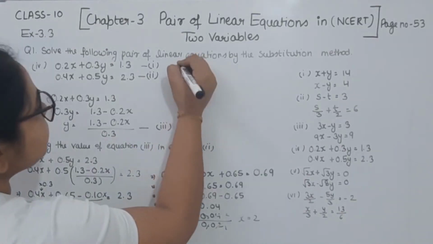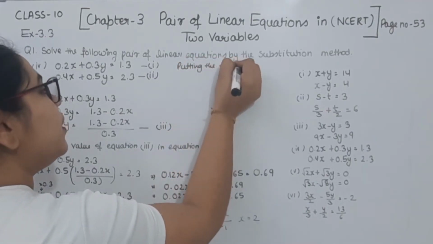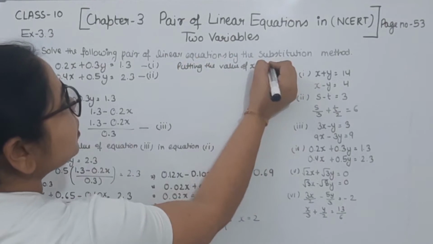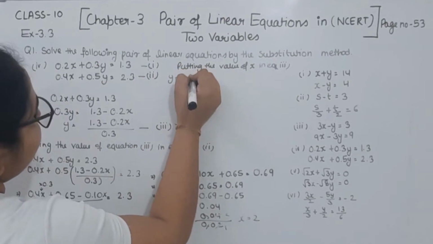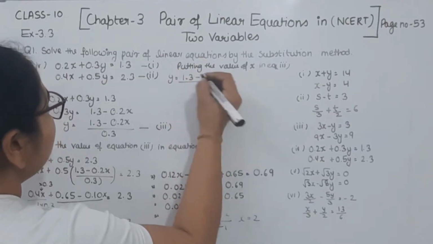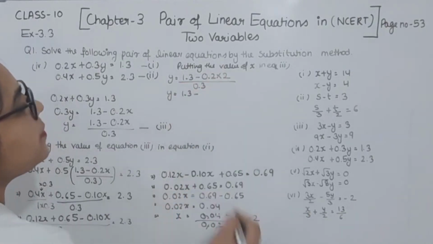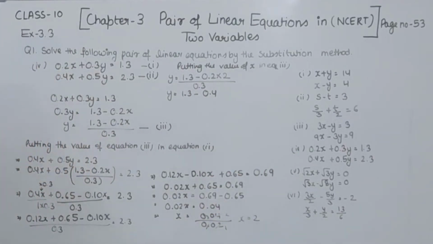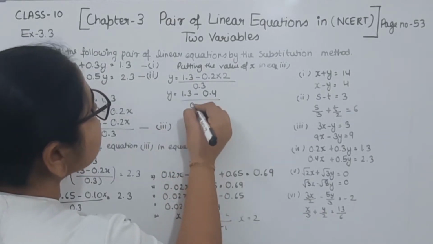Write here, putting the value of x in equation number 3. So here we are having y equal to 1.3 minus 0.2 multiplied by x. Here we have 2, and here we have 0.3. Now y is equal to 1.3 minus, we will multiply this one, and we will have 0.4.